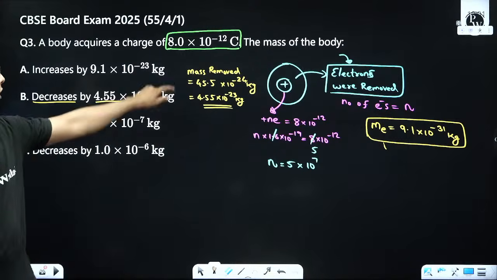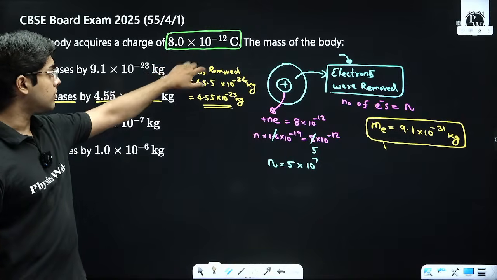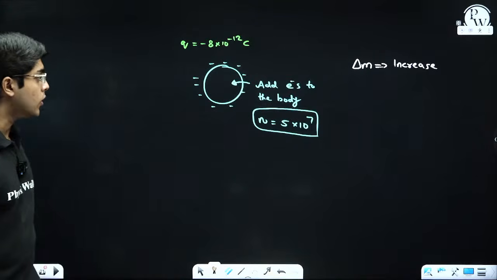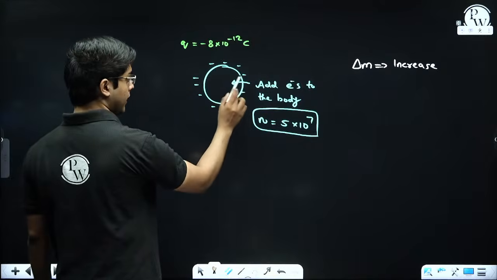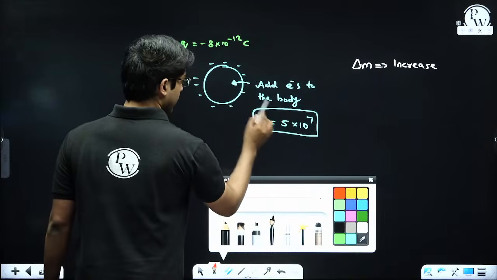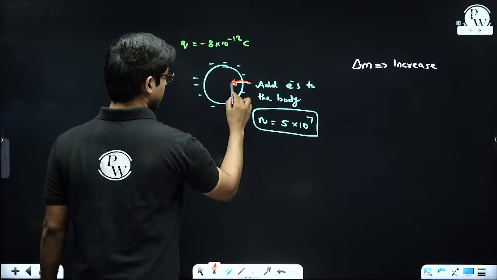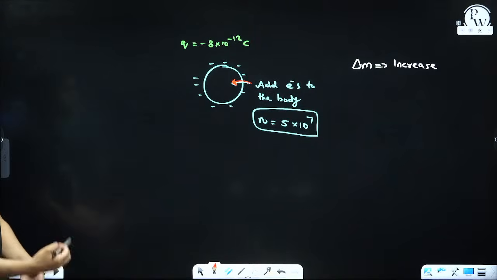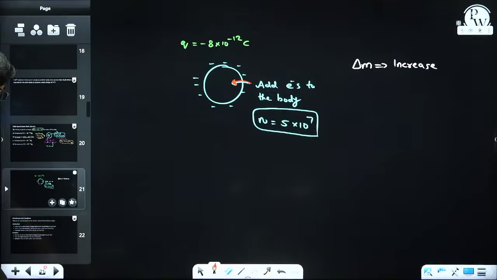So if instead of this being positive, it was negative, then the mass of the body will increase, because electrons are now supplied to the body. If electrons are added to the body, it becomes negatively charged. If electrons are removed, it becomes positively charged. So that is it here.